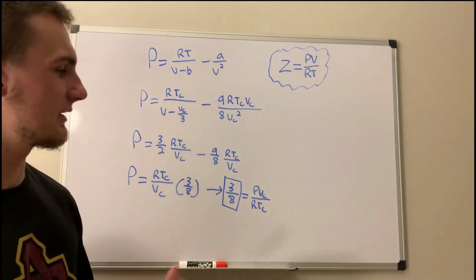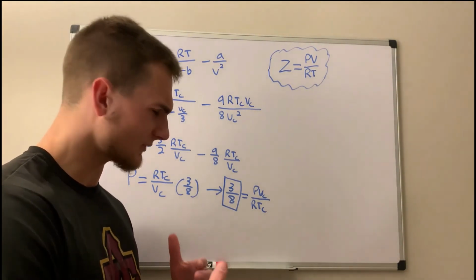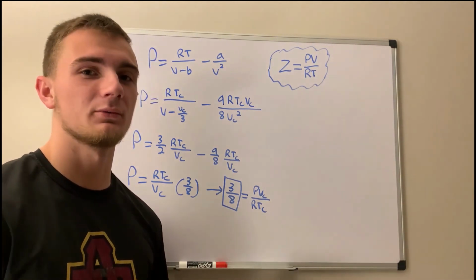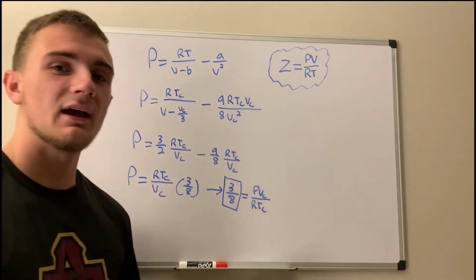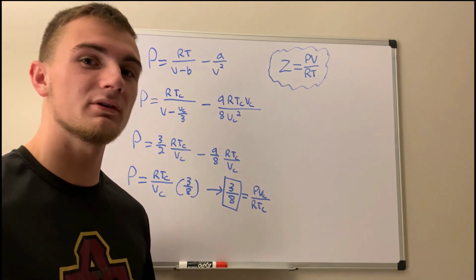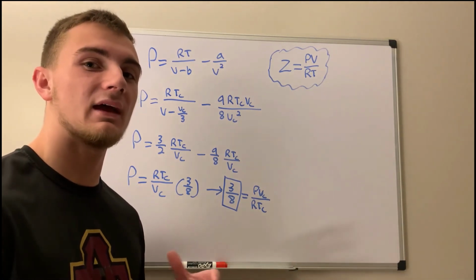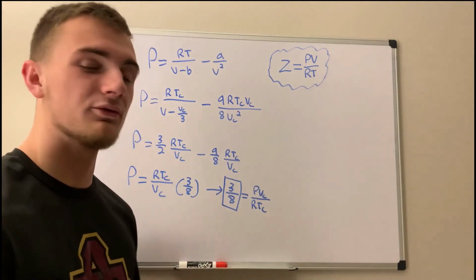So that's just something else that we can derive by using the van der Waals equation, and something cool that goes along with the information. So there you have it. Now we have determined the A and B parameters for the van der Waals equation, and also shown that the compressibility factor for any substance in a non-ideal gas state situation is equal to 3/8.